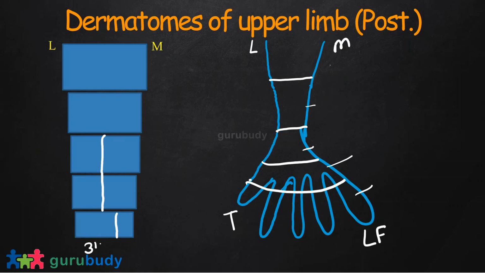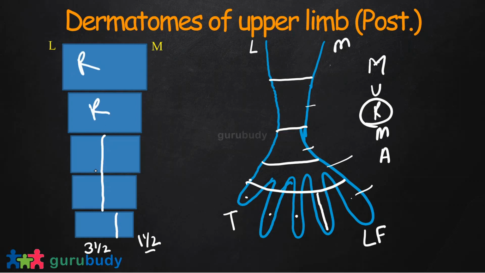So this is going to be 3.5. So 3.5 represents 1, 2, 3, and half of it. 1.5 the other part. So we remember like the murmur. So the posterior part is mainly supplied by the radial nerve. So this one, this one, this one, this one is supplied by the radial nerve.